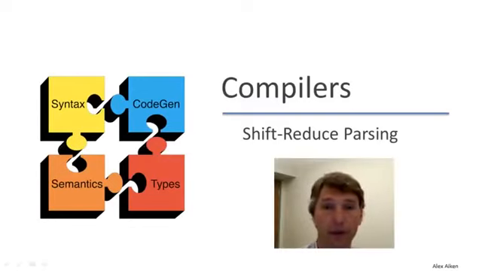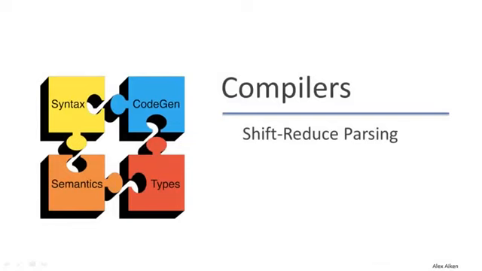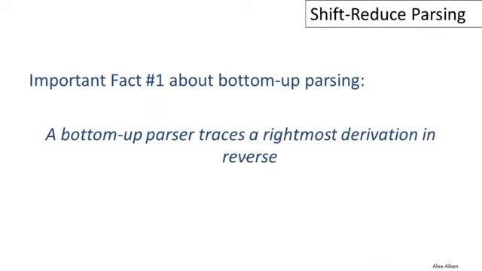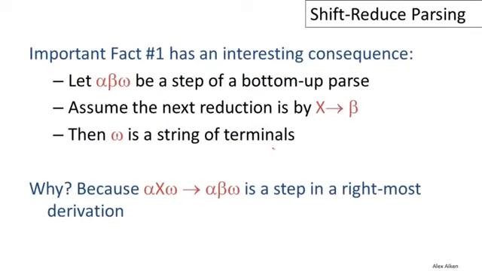In this video, we're going to continue our discussion of bottom-up parsing with the main strategy used by all bottom-up parsers, so-called shift-reduce parsing. Here's a quick review of the most important thing that we learned last time: a bottom-up parser traces a rightmost derivation in reverse. Now, this particular fact has an important consequence.